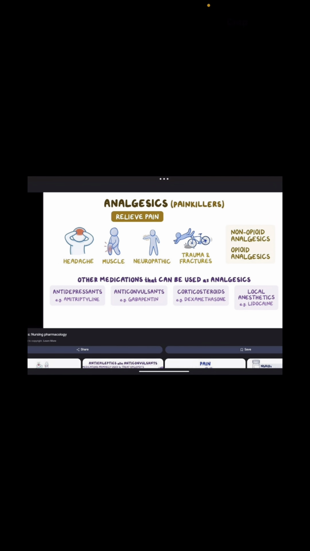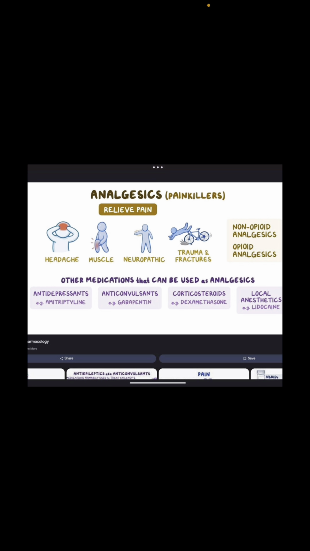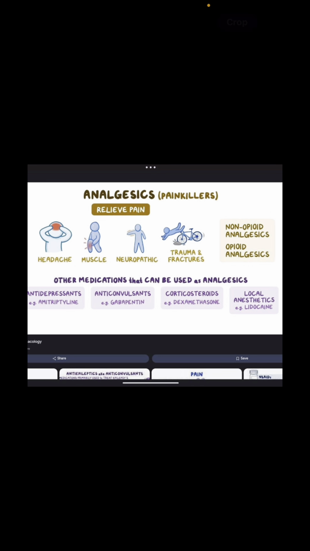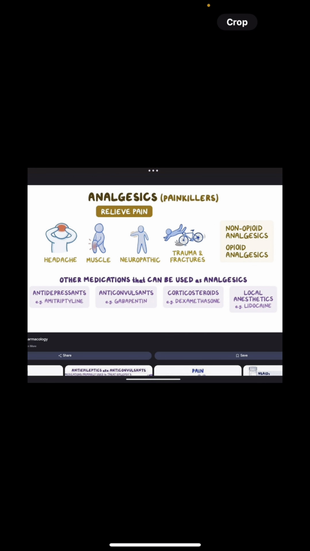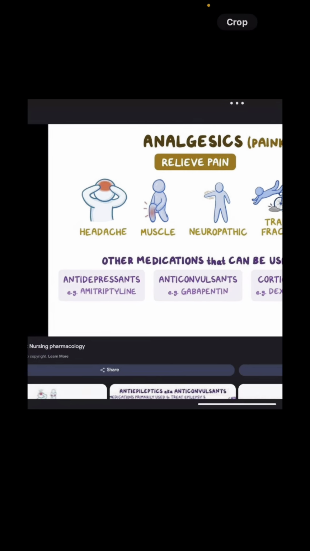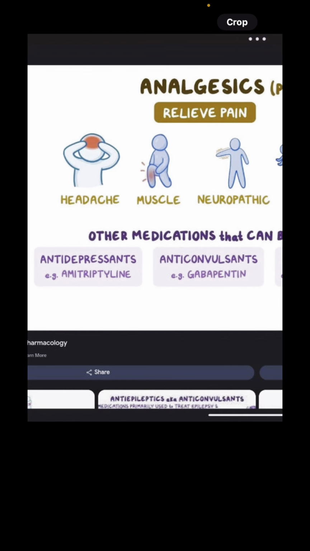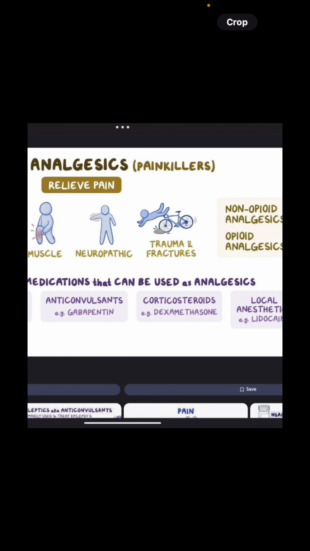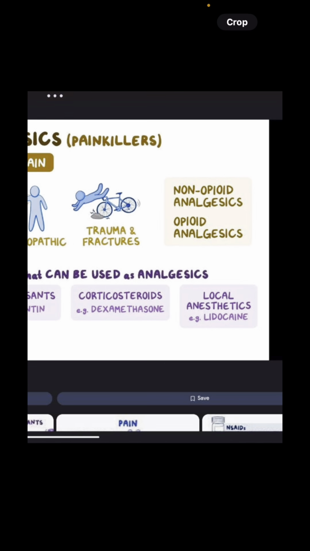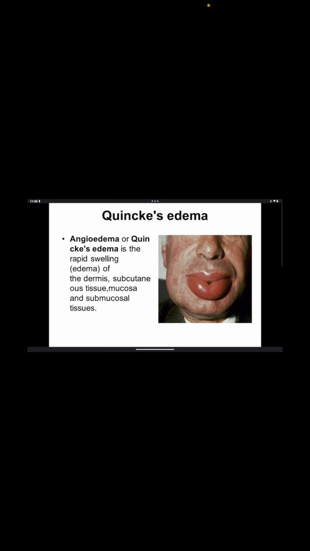So here it is. Next is analgesics, also known as painkillers, which relieve the pain. They are used for headache, muscle pain, neuropathic pain, trauma and fractures. There are a lot of other medications that can be used as analgesics, which are antidepressants, anticonvulsants, corticosteroids or local anesthetics like lidocaine.